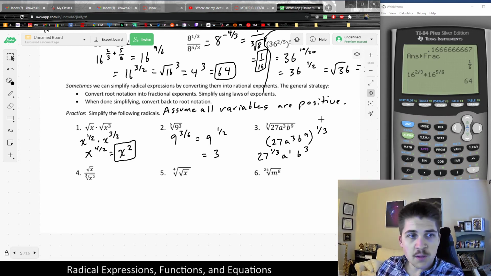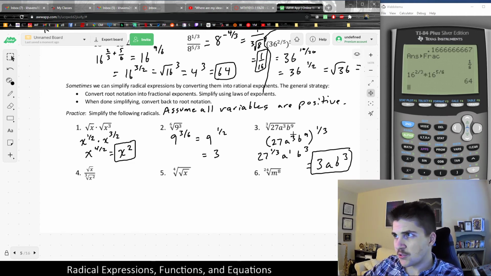So what this would leave me with is 27 to the 1/3 times a times b cubed. And 27 to the 1/3 is equal to the cube root of 27. And that's just 3. So ultimately, this makes 3ab cubed. And I can simplify something pretty horrible just by applying fractions and rules of exponents.